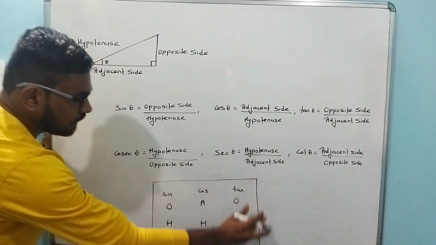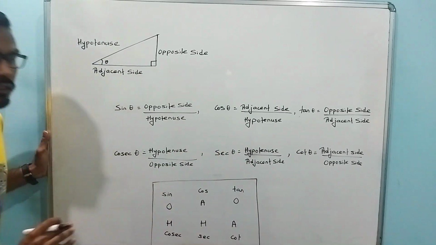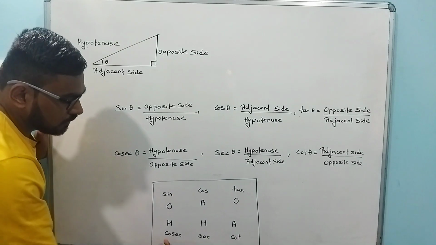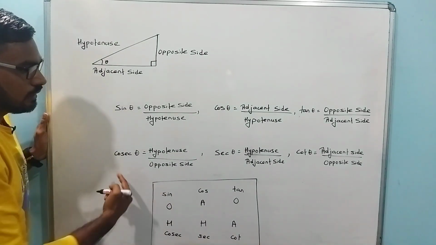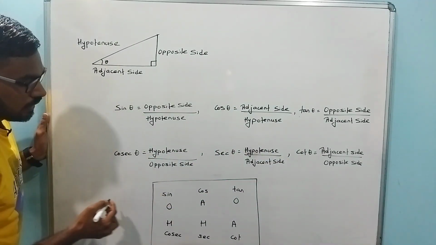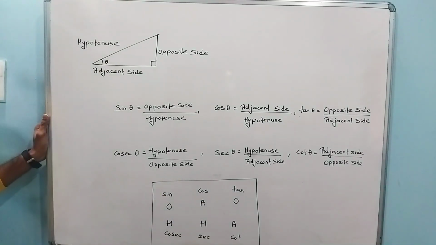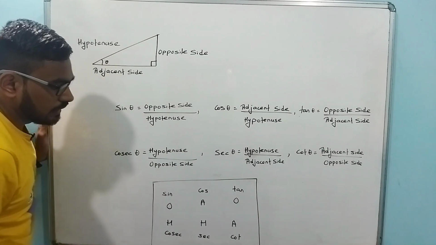In short, you can write it like this to remember. Write sin, cos, tan at the top, and cosec, sec, cot down. Then just write like this: O A O, H H A, and remember this. So from this you can easily test.